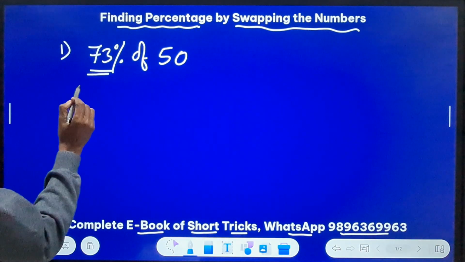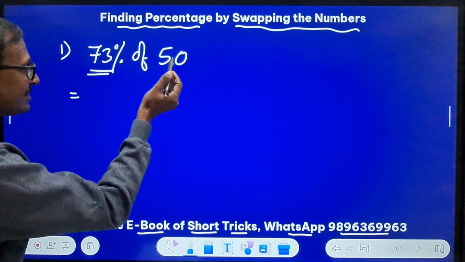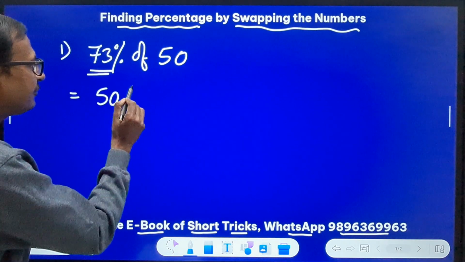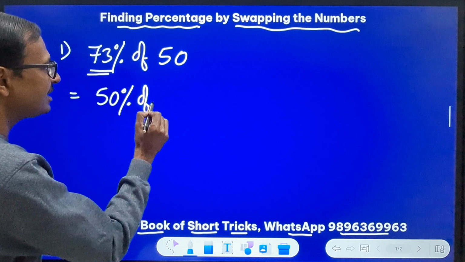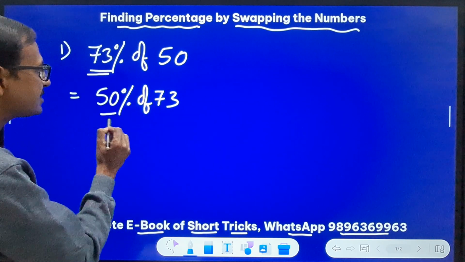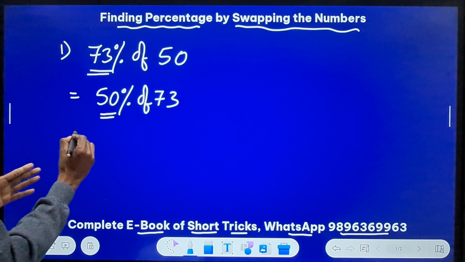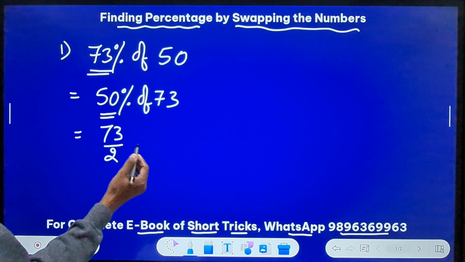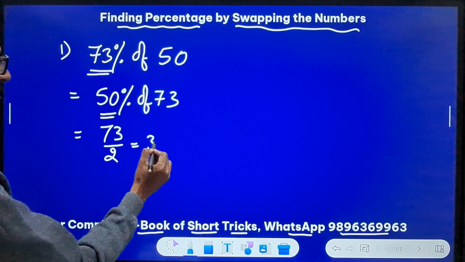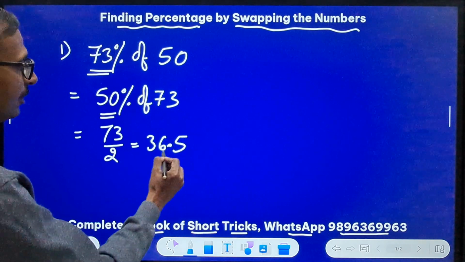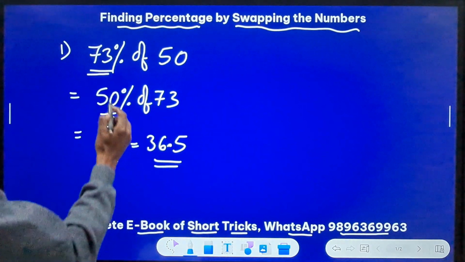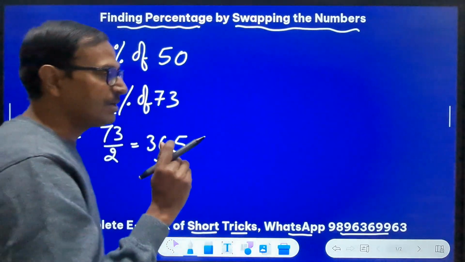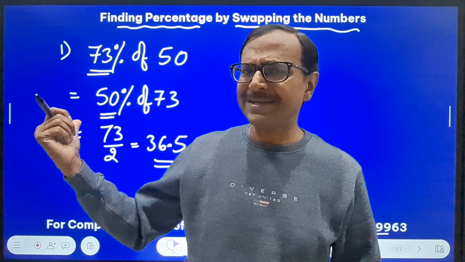So actually finding 73% of 50 is difficult, but if you swap the numbers, it is 50% of 73, and we know that 50% is actually half, right? So you just have to do 73 upon 2, and that's pretty easy. This is 36.5. And now you can pick up the calculators and check. 73% of 50 will be 36.5 only. Now that is the concept.